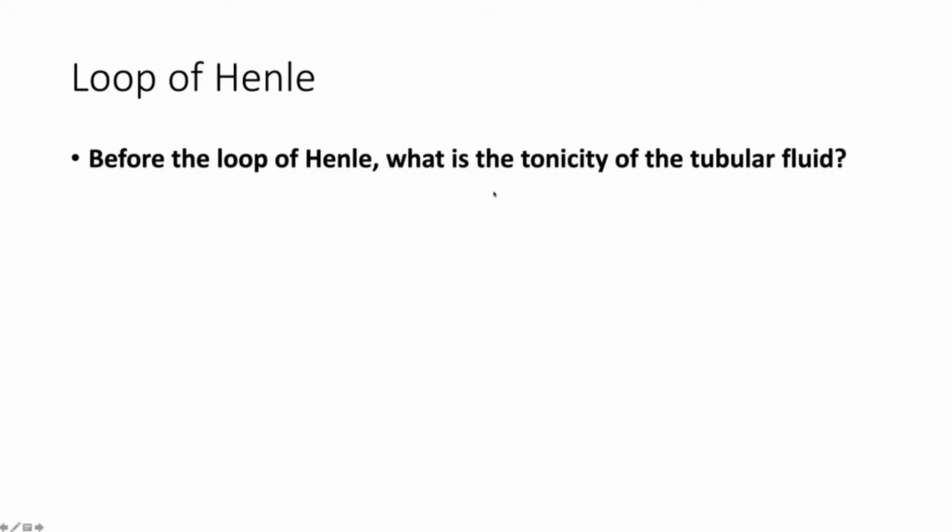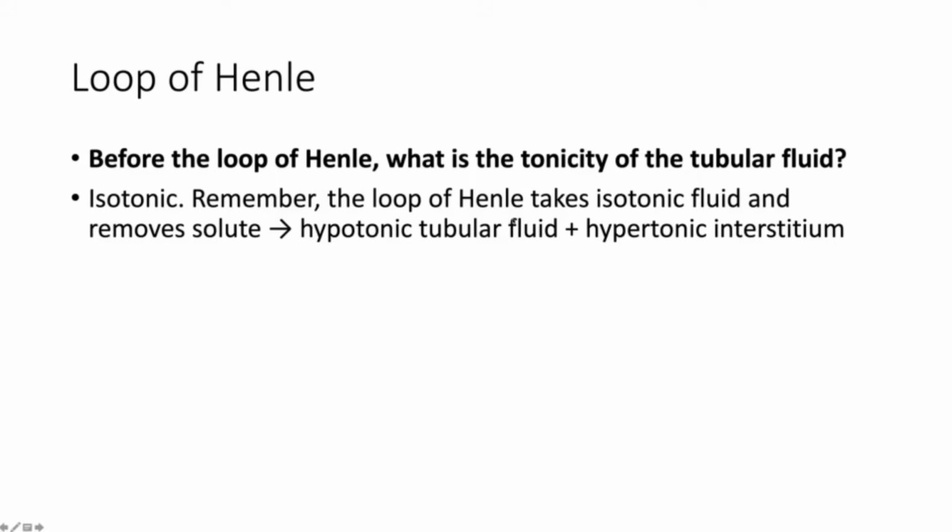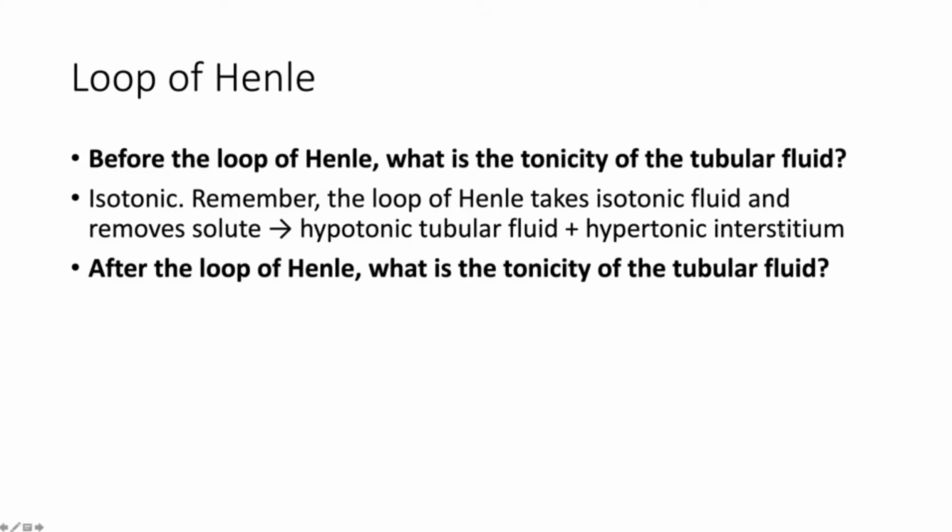Boom. So what does that mean? What is the osmolarity before the loop of Henle? Before the loop of Henle, isotonic? Yeah, but what is the number? 300, yeah, very good, the same as serum, because that's the osmolarity of serum. It's always isotonic, always whatever the serum osmolarity is before you get to the loop of Henle.